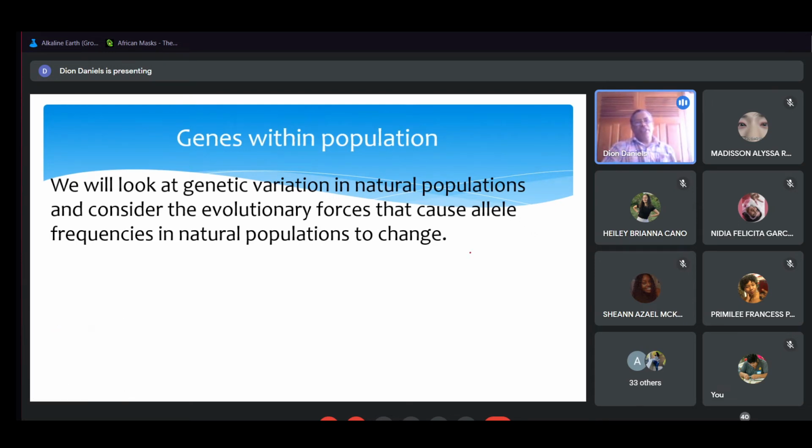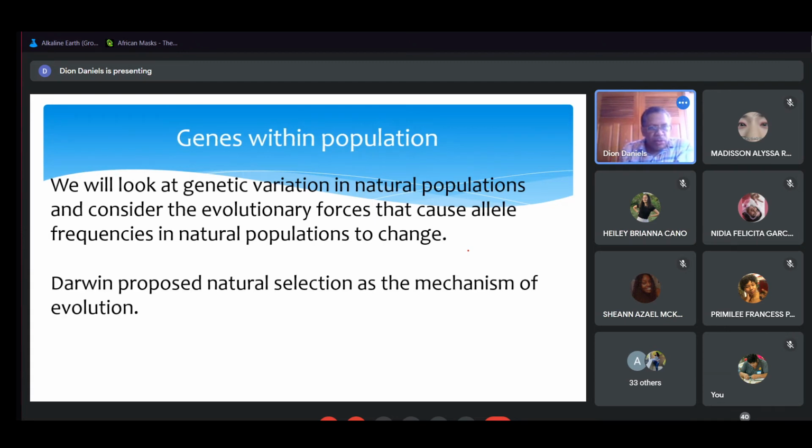Okay, genes within population. We will look at genetic variation in natural populations and consider the evolutionary forces that cause allele frequencies in natural populations to change. So remember, what are alleles? Alleles are versions of genes. So there are times when you have changes in the allele frequencies in different populations. There are times when you have certain alleles that are more common in certain populations than others, all right?